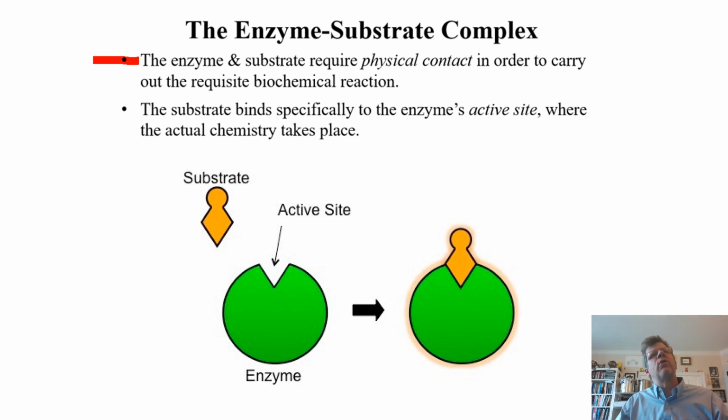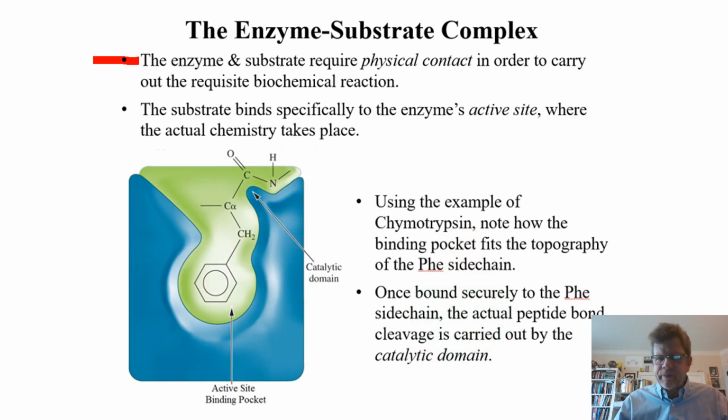Let's harken back to our proteolytic enzymes example, specifically with chymotrypsin. Chymotrypsin was specific for amino acids that had aromatic rings on their side chains. Aromatic rings have a specific shape to them, and ultimately what happens is the active site of chymotrypsin has a topography which can accept very readily an aromatic ring, or an aromatic ring built into the active site.